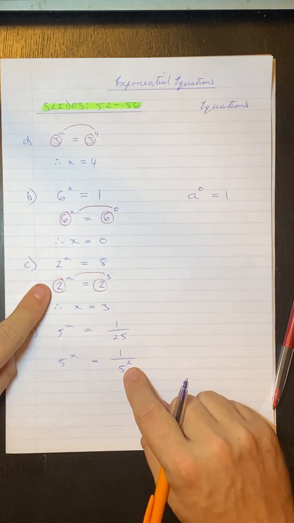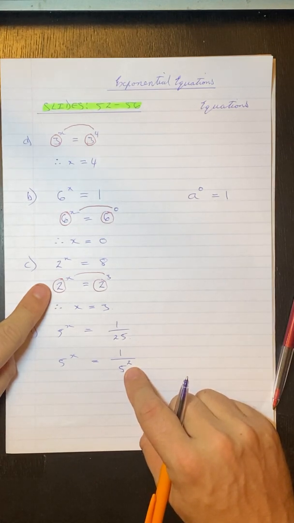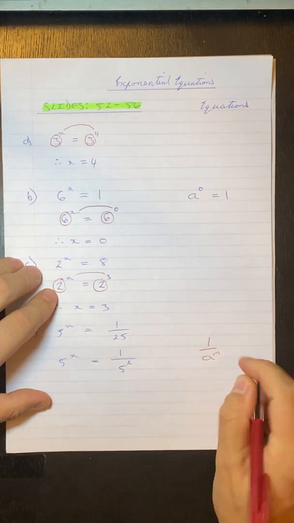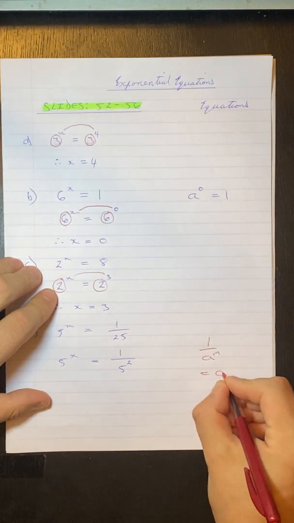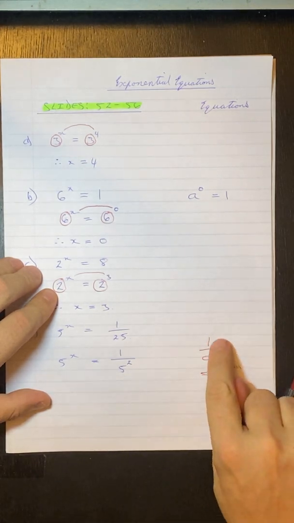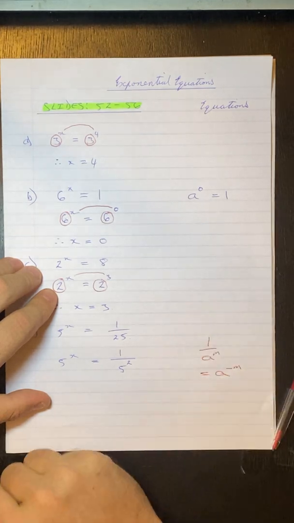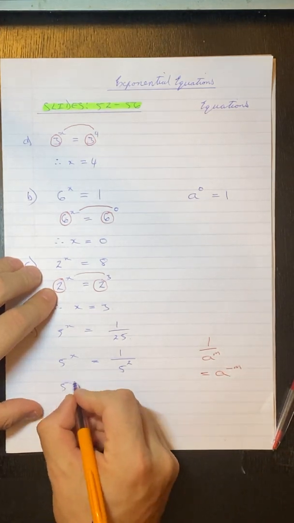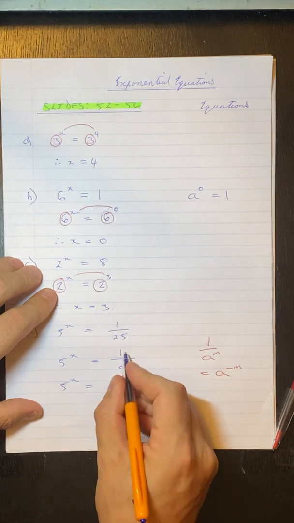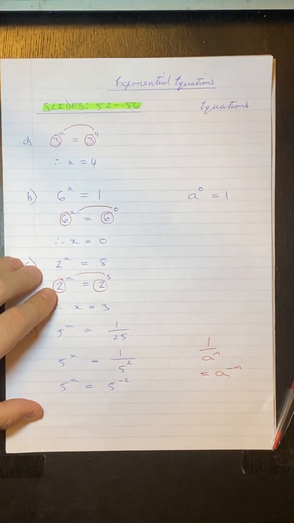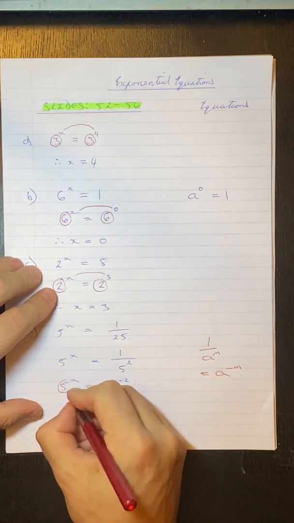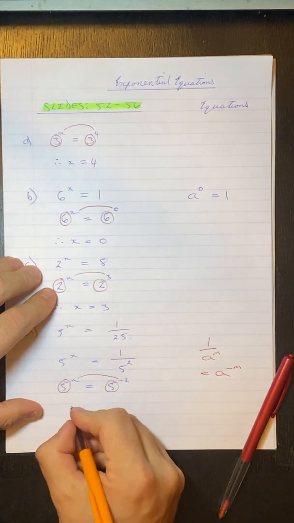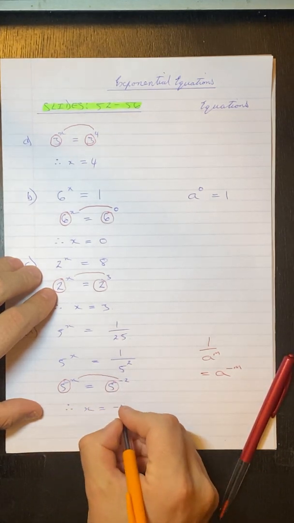So what I'm going to do is use another one of your exponent rules, and that said, if you have 1 over a to the m, and I bring it to the top, that would give me a to the minus m. Remember, if you swap their places from top to bottom or bottom to top, their exponents change their signs. That's what I'm going to do here. So this is 5 to the x equals, and I'm going to bring this to the top, and we get 5 to the minus 2. Now my bases are the same. That means the exponents must be equal. Therefore, x is equal to minus 2.